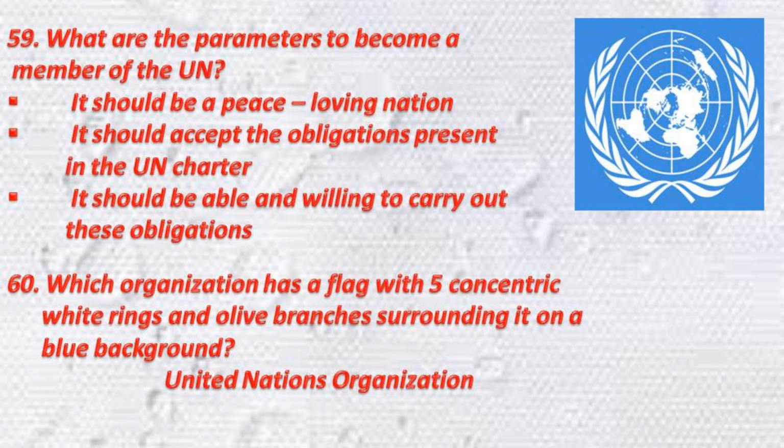59. What are the parameters to become a member of the UN? 1. It should be a peace-loving nation. 2. It should accept the obligations present in the UN Charter. 3. It should be able and willing to carry out these obligations. 60. Which organization has a flag with 5 concentric white rings and olive branches surrounding it on a blue background? United Nations Organization.